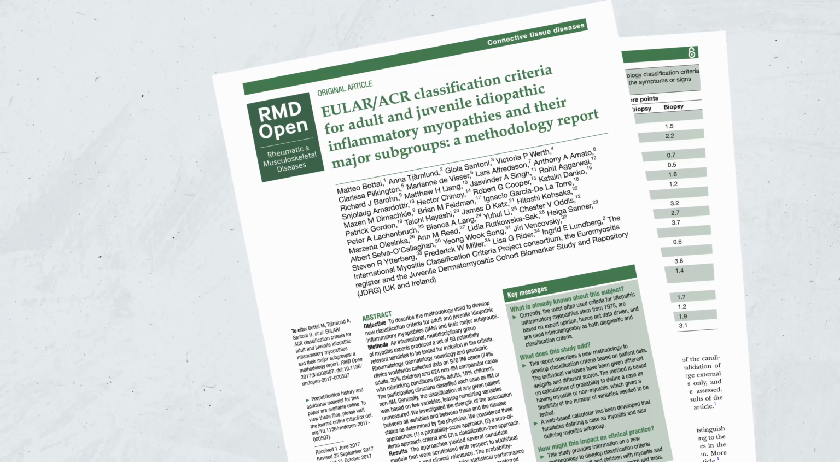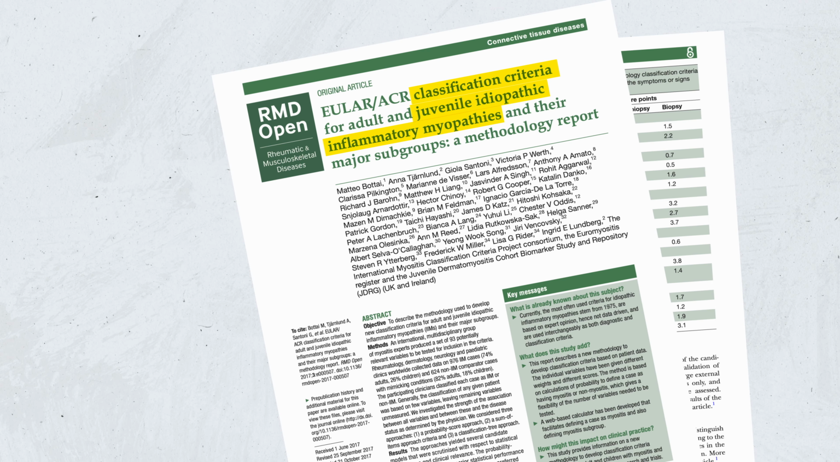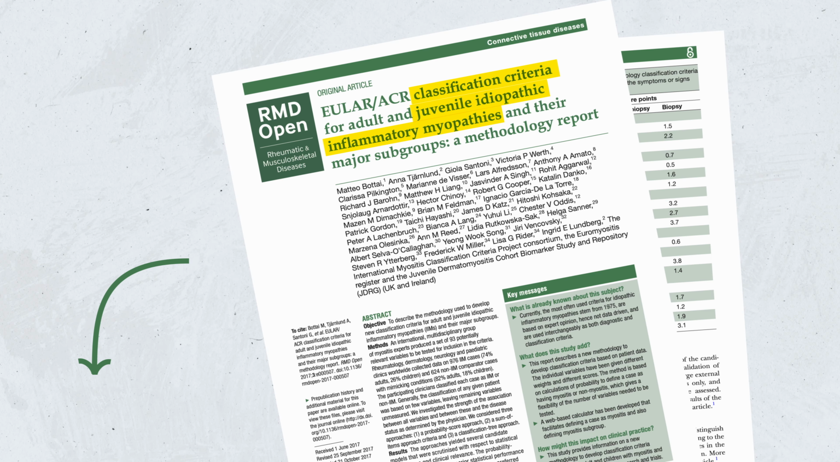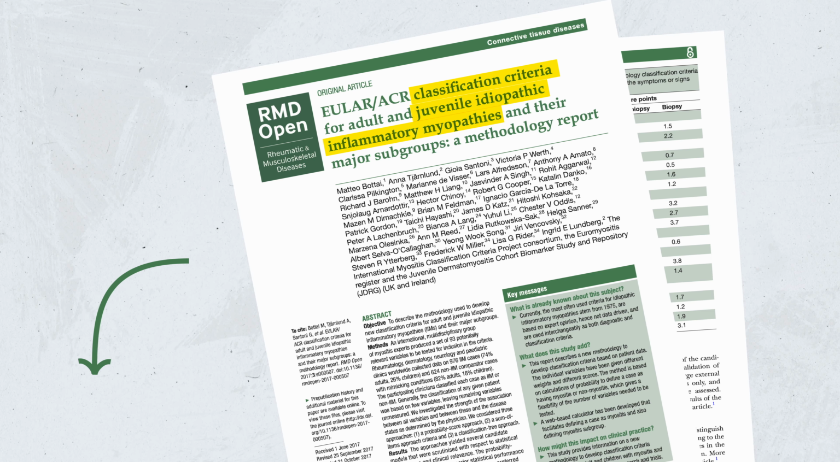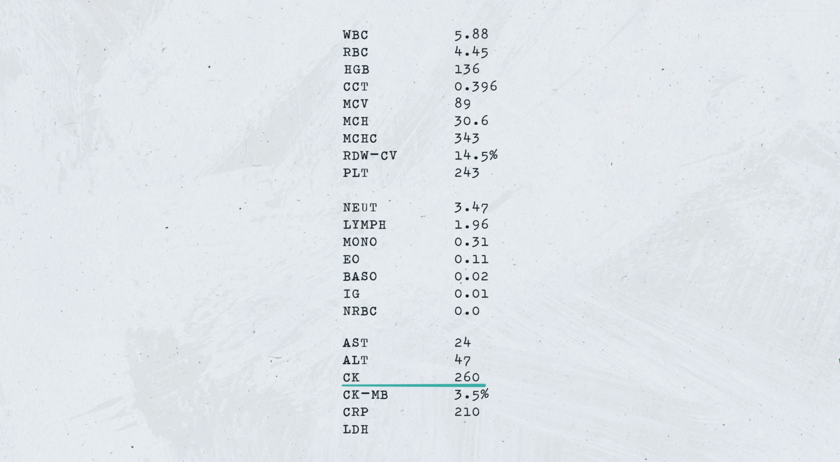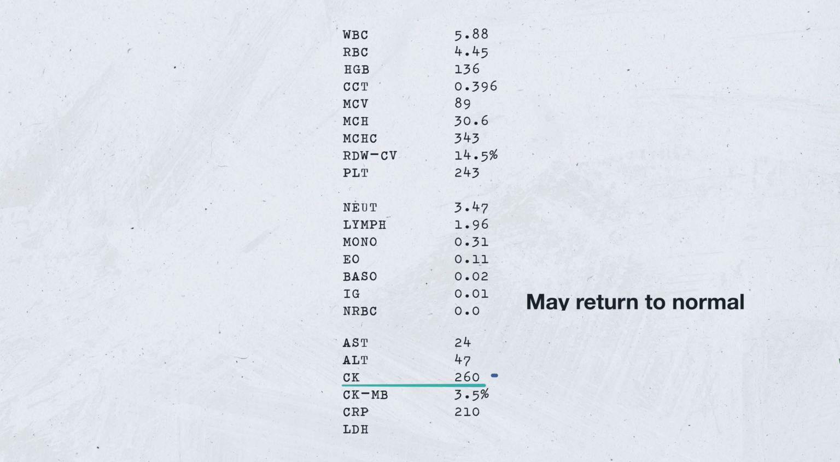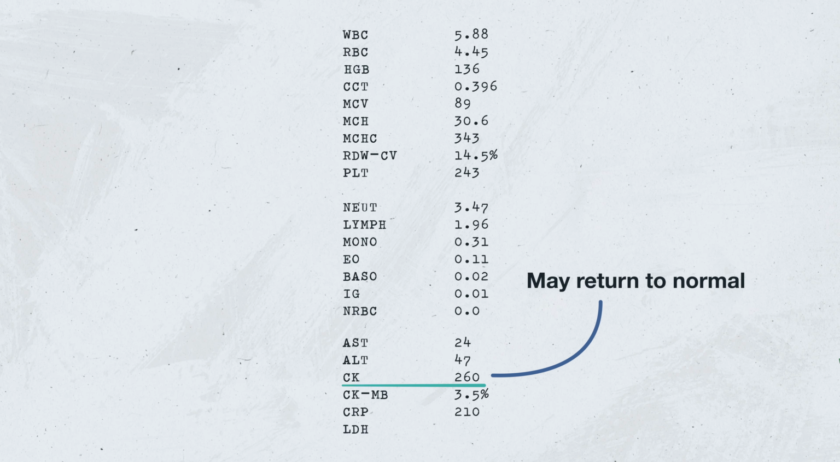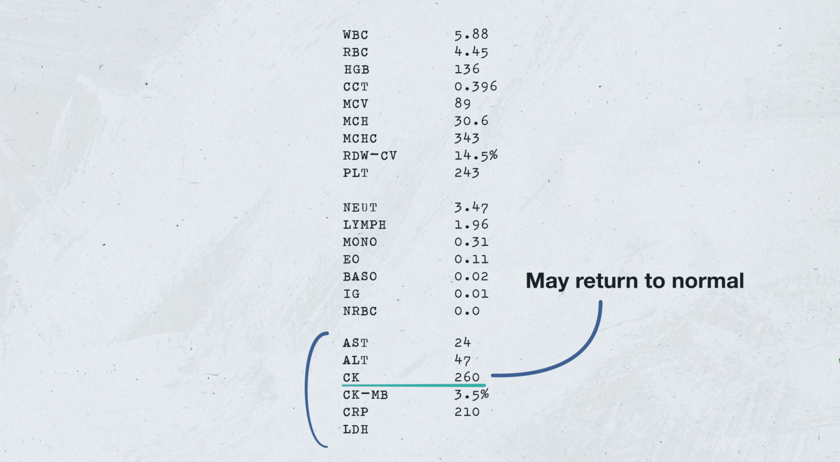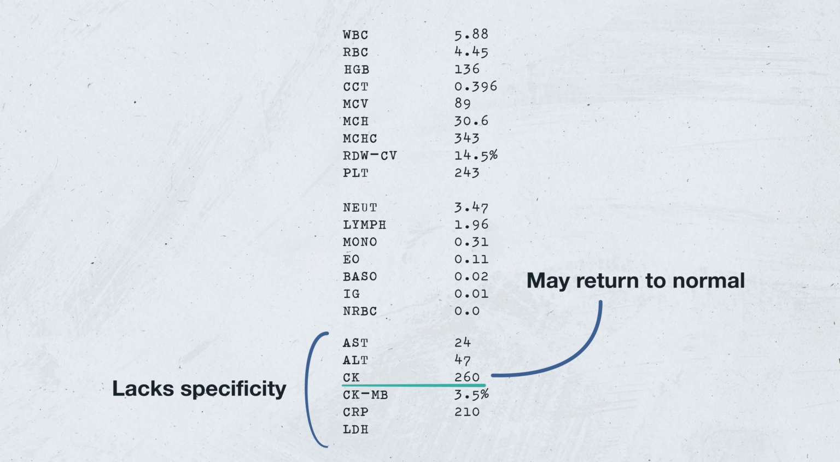The European League Against Rheumatism and the American College of Rheumatology developed diagnostic criteria to diagnose and distinguish juvenile idiopathic inflammatory myopathies like JPM. We've left a link in the video description to the diagnostic criteria if you want to review it more closely. Now, blood work may reveal elevated levels of serum muscle enzyme, although it's not present in all patients, and serum levels may return to normal a few months after initial clinical symptoms, despite continuing muscle weakness. Other blood tests may also be abnormal, but they lack specificity.